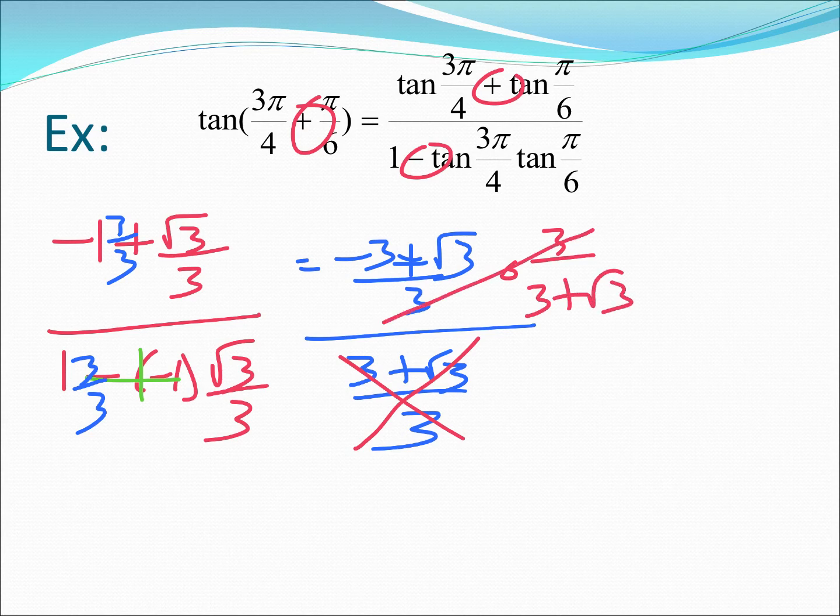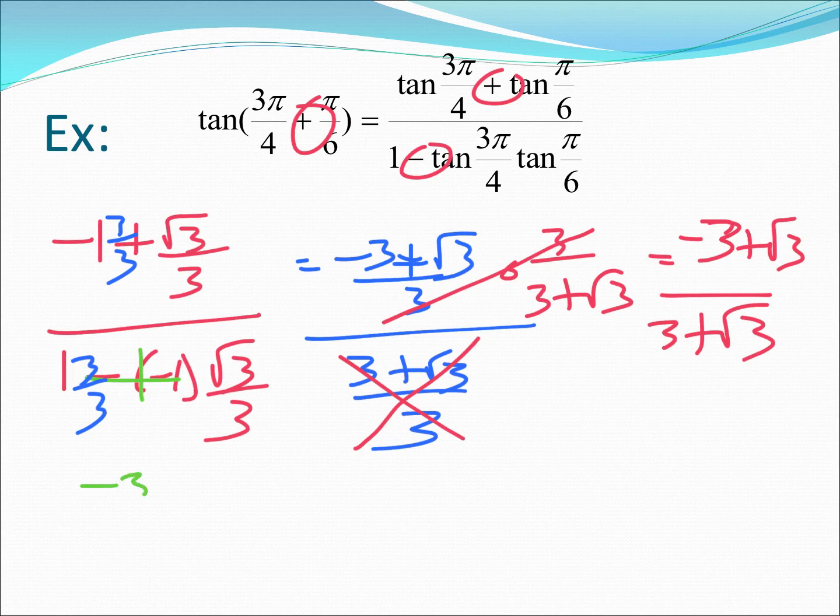Those 3 cancel, and I'm left with negative 3 plus radical 3 over 3 plus radical 3. Okay, so I'm going to rewrite that down here at the bottom. Negative 3 plus radical 3 over 3 plus radical 3.